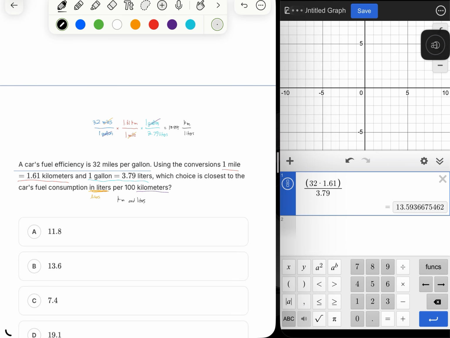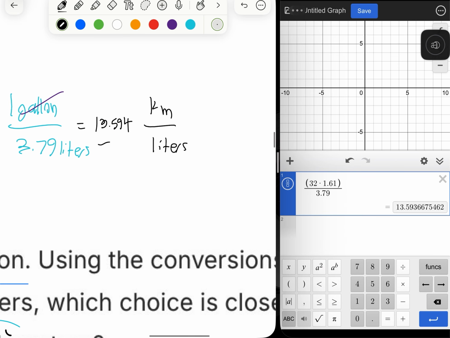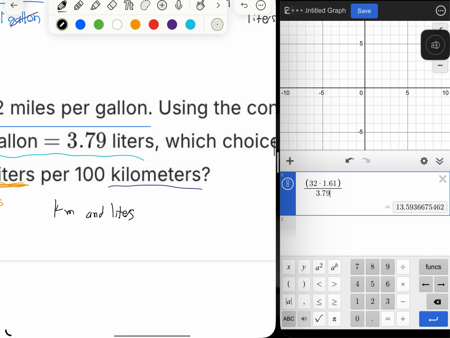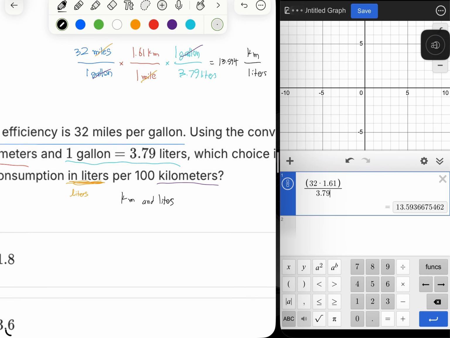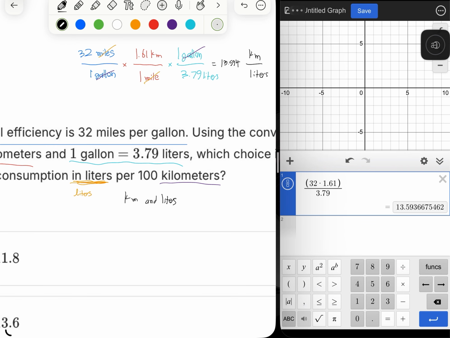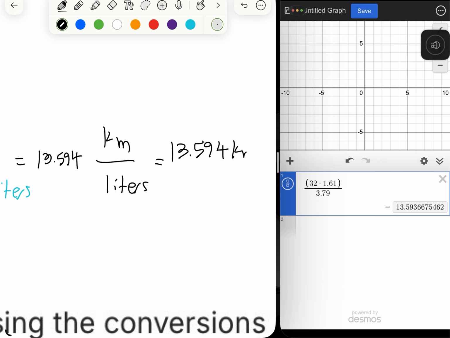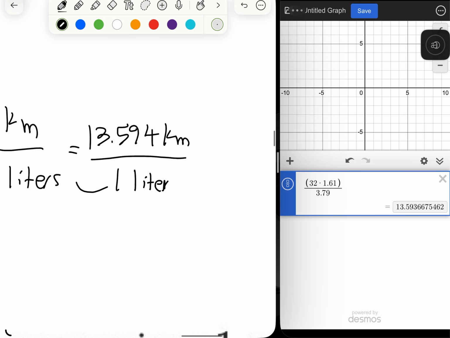Okay, so now we have this unit. We're trying to find the amount of liters per 100 kilometers. Well, what does that mean? You can rewrite this as 13.594 kilometers over 1 liter. It's the same thing, because you can just rewrite that divided by 1. But to me, this makes more sense because it gives a meaning to this ratio. It tells us that for every 1 liter, there's this many kilometers.